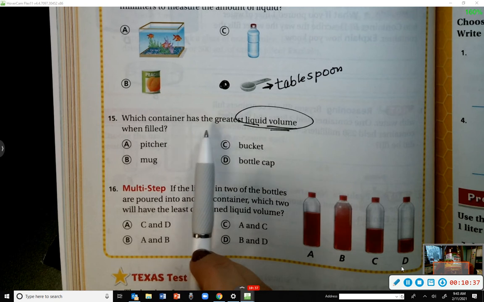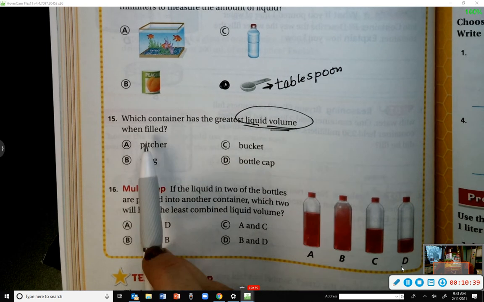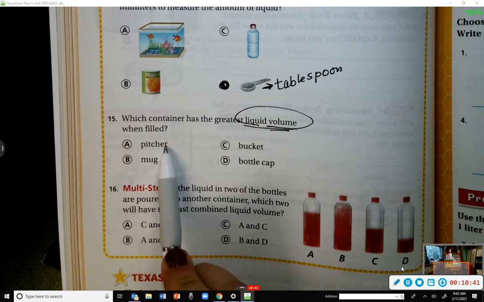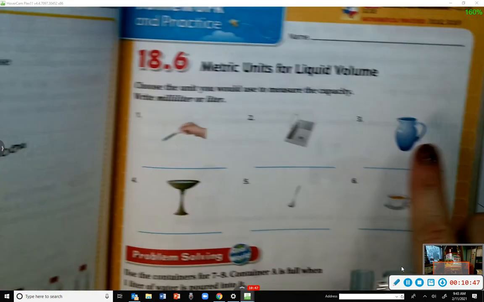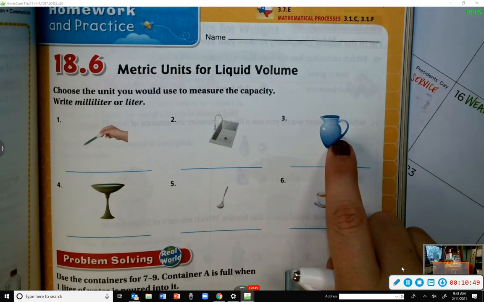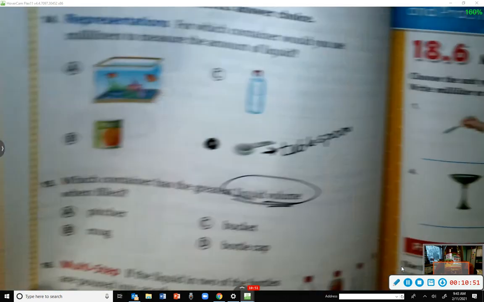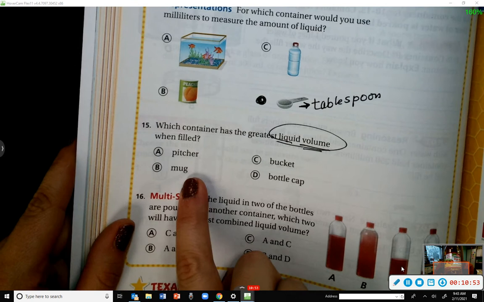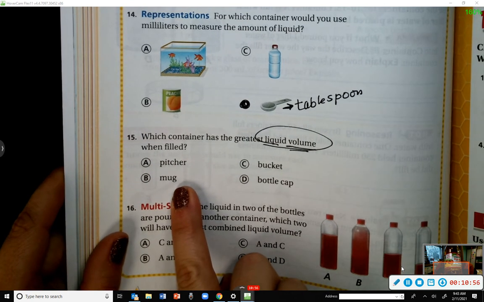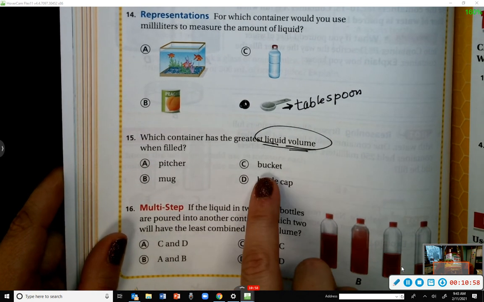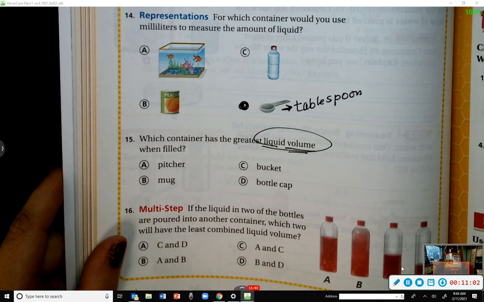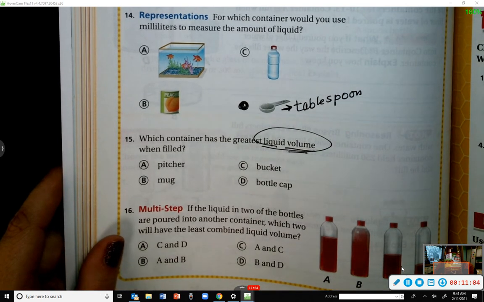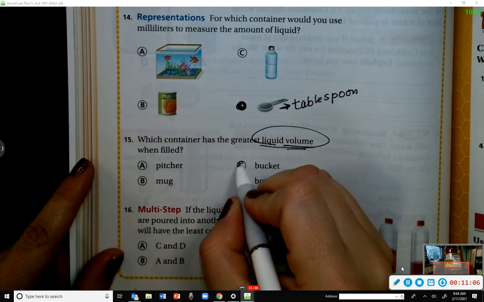So which container has the greatest volume when filled? A pitcher, which is like a pitcher of juice, or whatever you like. Over here, this is a pitcher to pour out of, okay? A mug. No. So like a coffee mug. A bucket, yeah. Or a bottle cap? No. C, a bucket. Good.